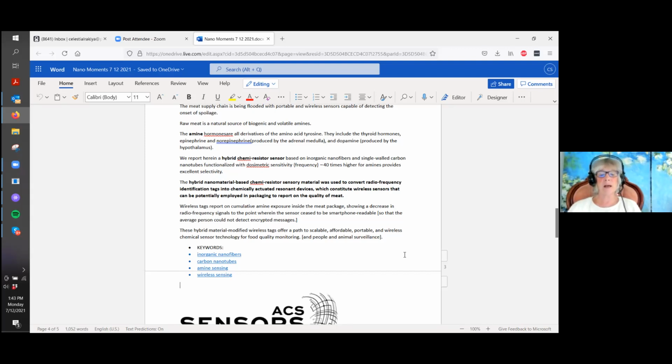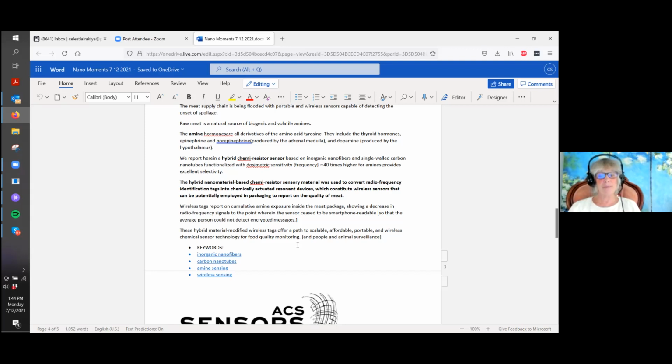So they're putting in this hybrid chemoresistor sensor as a platform. The hybrid material modified wireless tags offer a path to scalable, affordable, portable, and wireless chemical sensor technology. And remember, Dr. James Scorodano said we've all been dosed with these chemicals, and now the cat is coming out of the bag that they are actually chemical sensor technology for food quality monitoring.